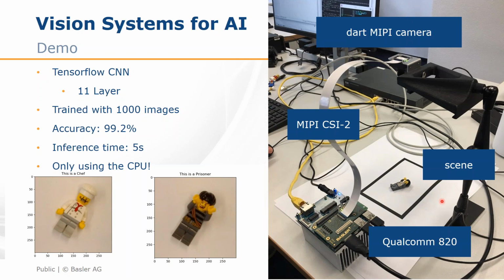Here's an image of the setup itself. So here on top, we have this MIPI camera with a small S-mount lens. And in this frame, you should put the Lego people which should be detected, connected via this flat flex cable I was talking about, and then connected to the Qualcomm board, which gives out the confidence and the picture of what it detected. So this is one example of how an embedded vision system for the inference could look like.